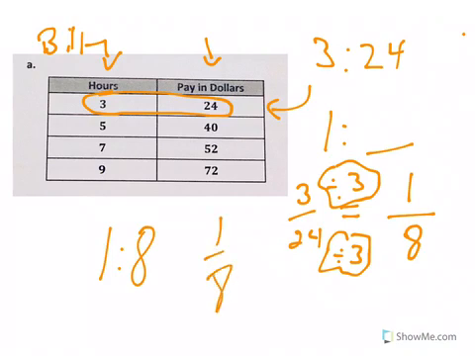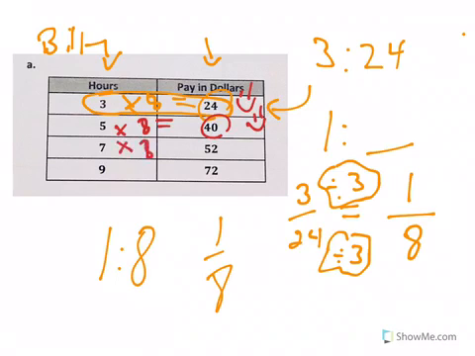So I know that this times 8 gives me the pay. So Bill makes $8 per hour. For every 1 hour he works, he makes $8. Now we can go down the list and check. 5 times 8 equals 40. So that's correct. We know 3 times 8 is 24, so that is correct.